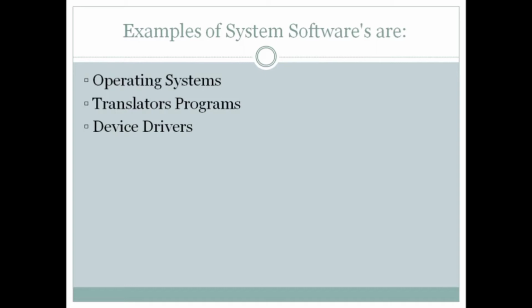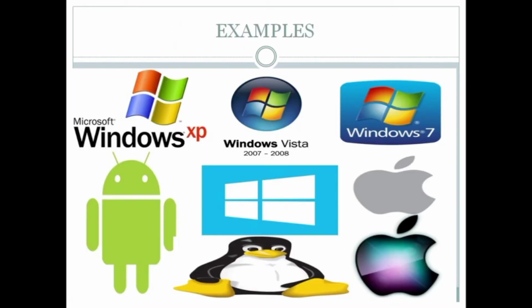Now the device drivers. To run a particular device, or to run a new device in our computer system, we need device drivers. Like if we purchase a new printer, then to run that particular printer, we need a device driver that we have to install in our computer system. Here are some examples of operating systems: Windows XP, Windows Vista, Windows 7, Linux, Unix, Mac, Fedora, and Android is also an example of an operating system.